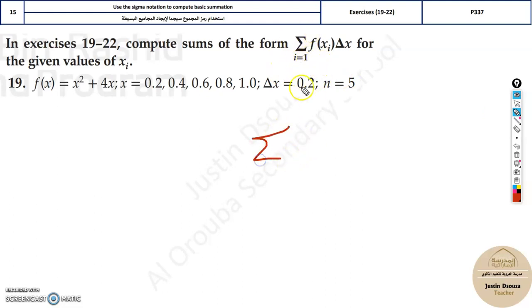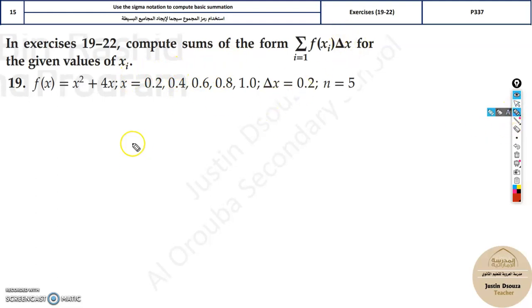This is the summation symbol. The intervals will be given from i to a certain limit, say n. Over here it's mentioned 5. The function f of x will be given. Xi means, I will tell you in a while, but before that, this delta x is like a spacing. So here, the x values are given. See, they are repeating at a particular spacing. That spacing is delta x.